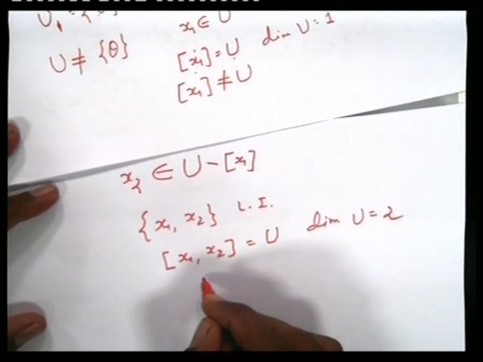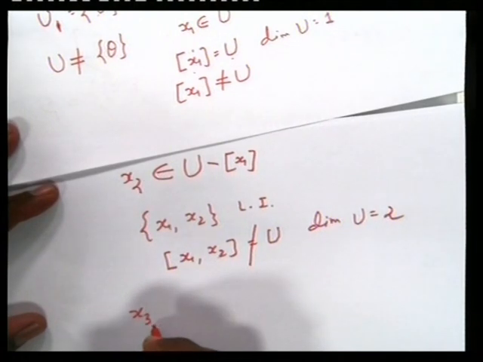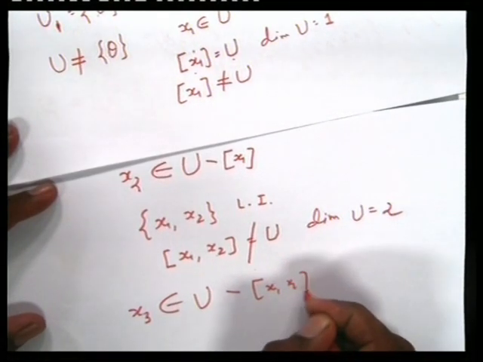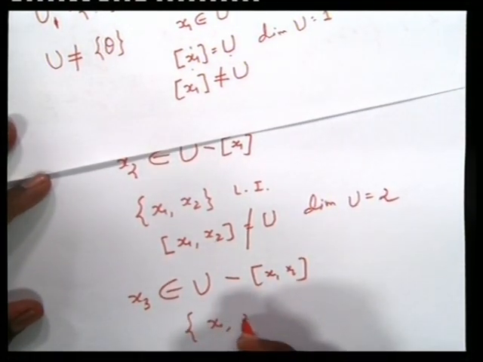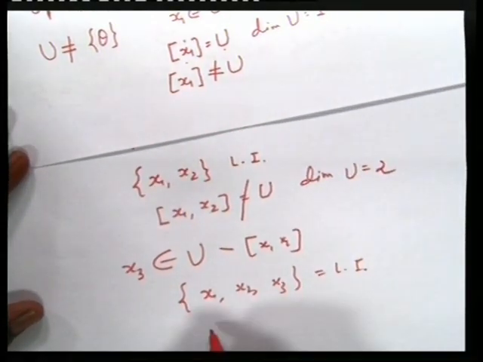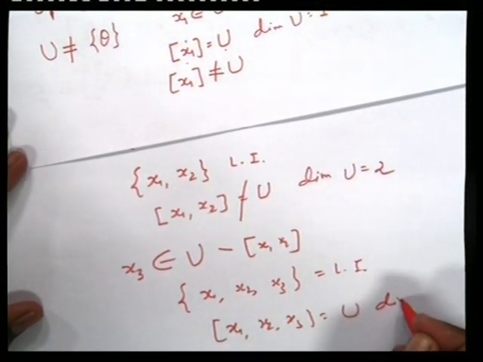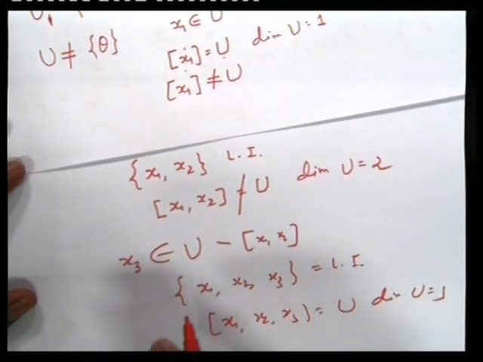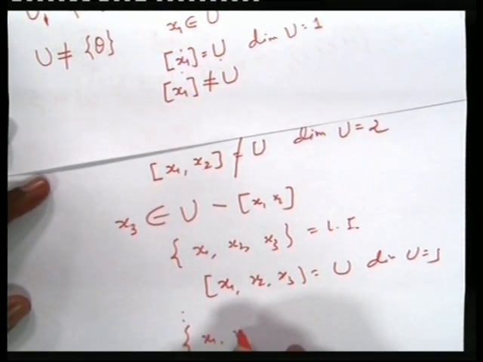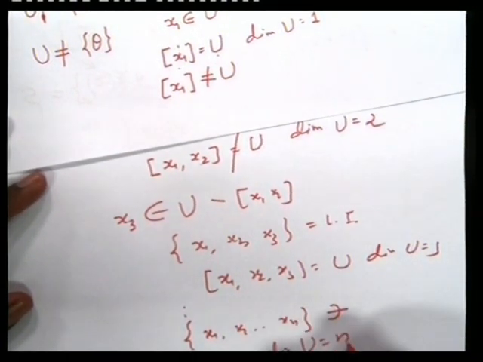Again, if this is not equal to U, then again we can find x3 in U except the span of x1, x2. Then definitely the set x1, x2, x3 will be linearly independent. And if the span of x1, x2, x3 is equal to U, then the dimension of U will be 3. Otherwise, we can proceed this way and we can find a maximum of n elements x1, x2 up to xn such that the dimension of U is equal to n.